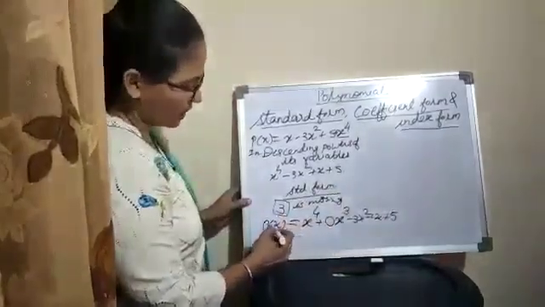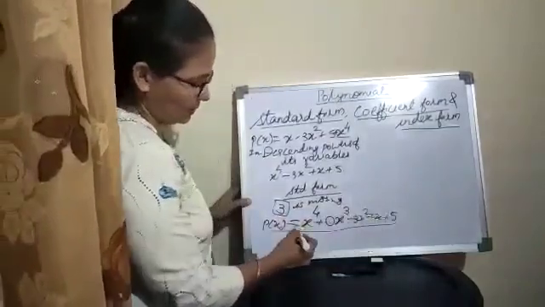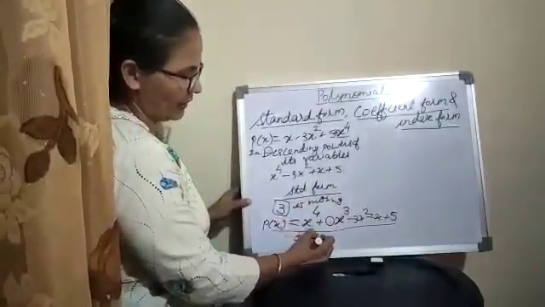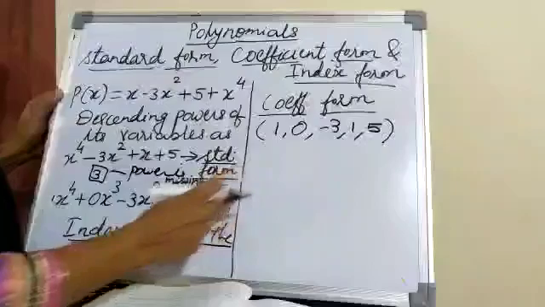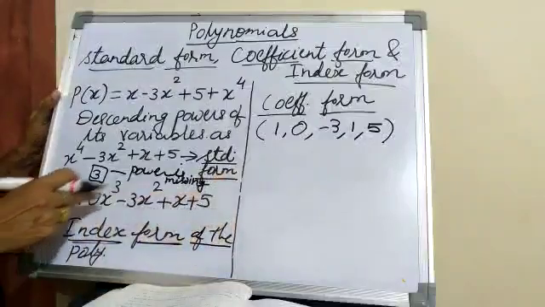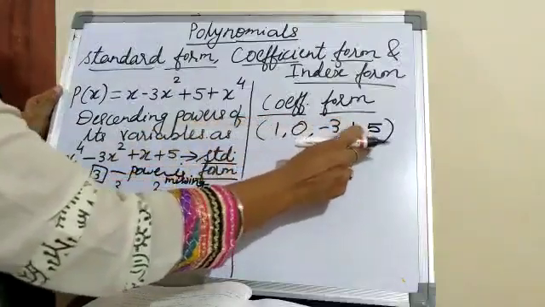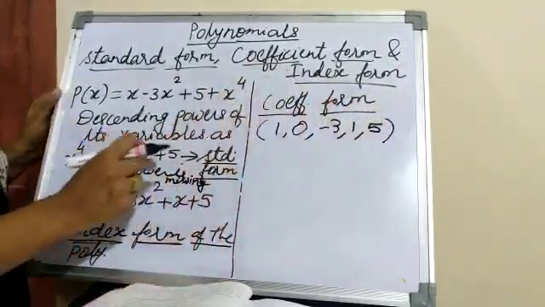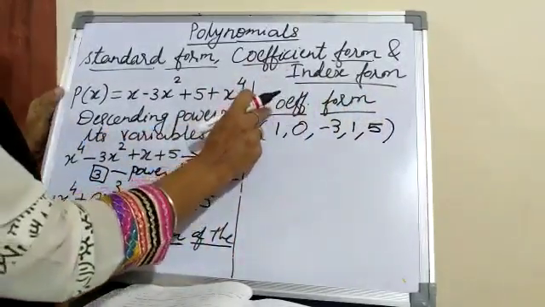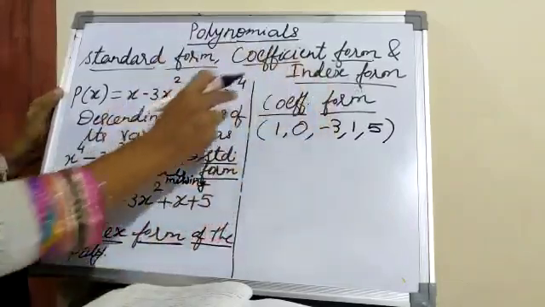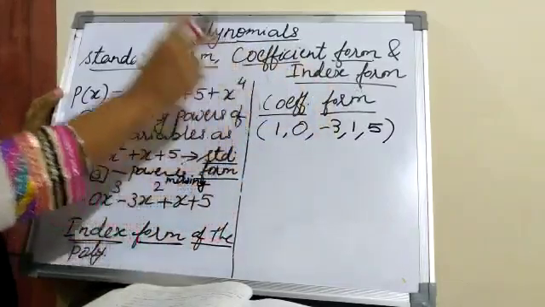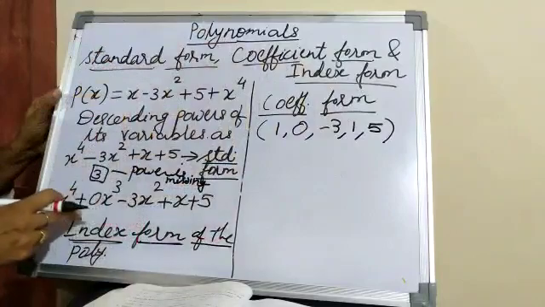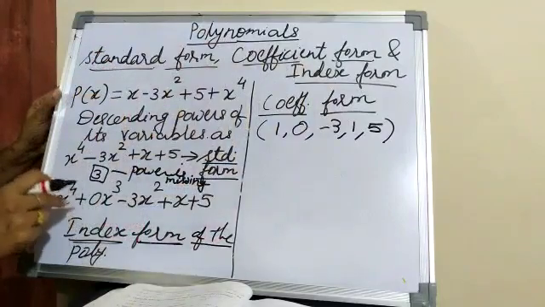Now this type of polynomial is called index form. What is it called? Index form. Now the coefficients of the given polynomial, separated by commas and always written in an open bracket, such a form is called coefficient form. So to write in coefficient form, first you will always write the index form of the given polynomial.